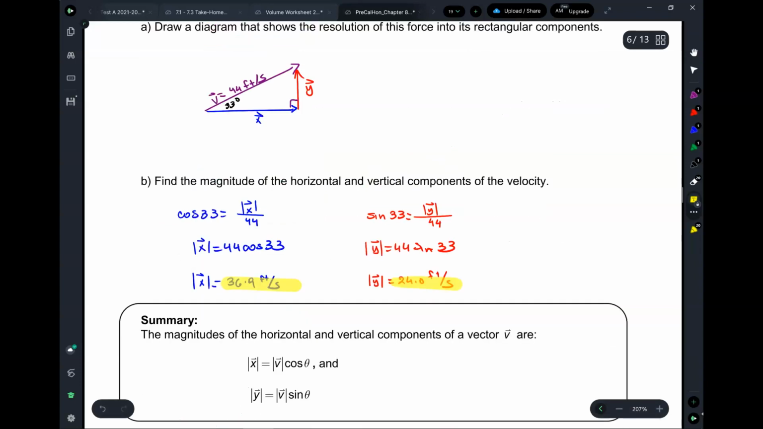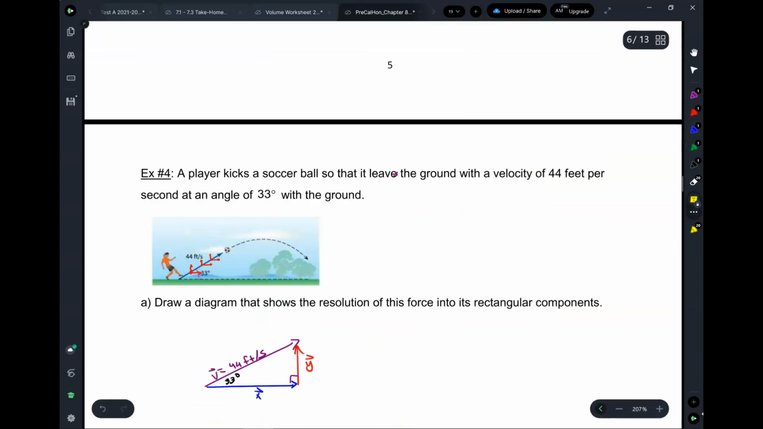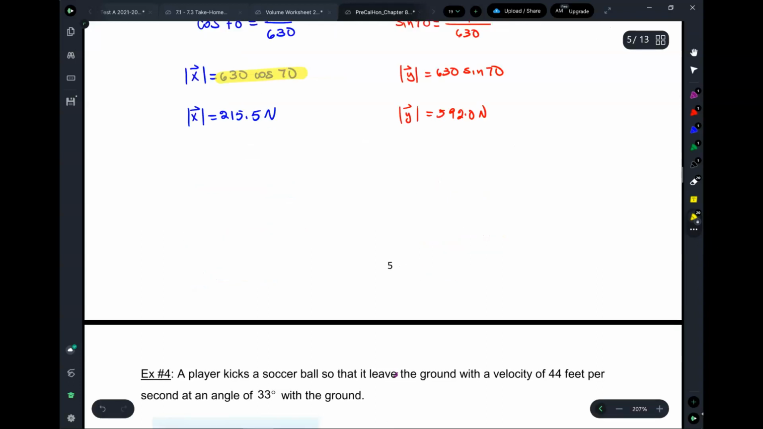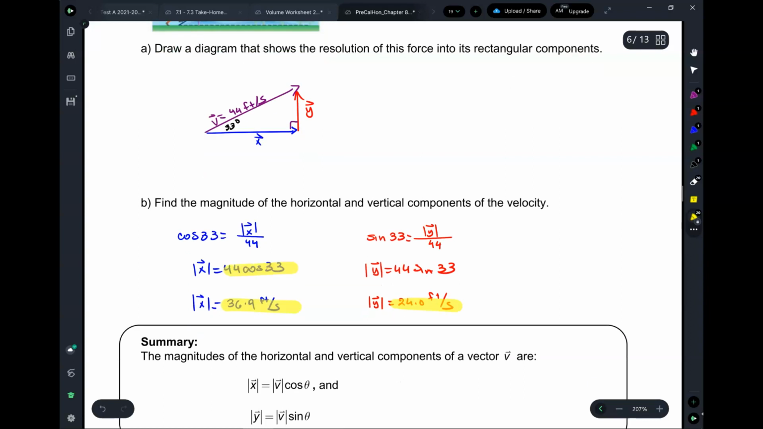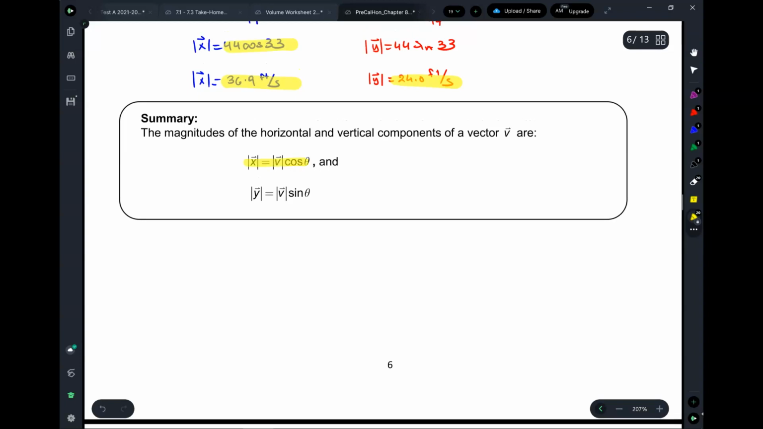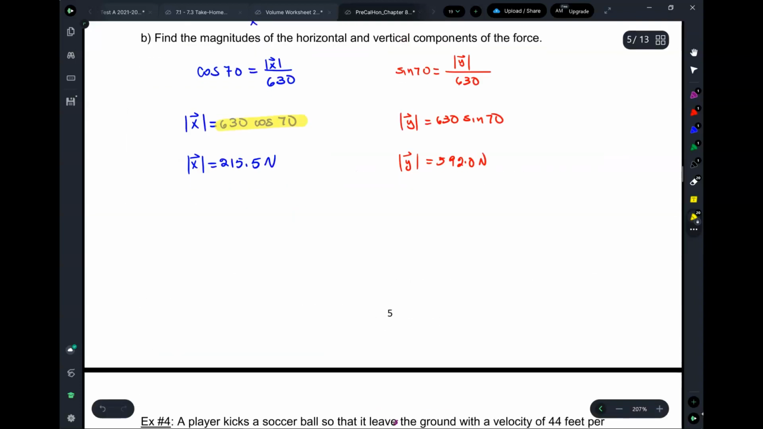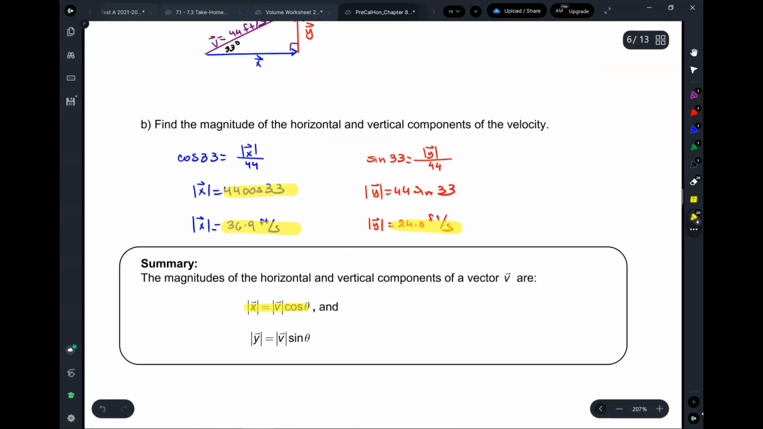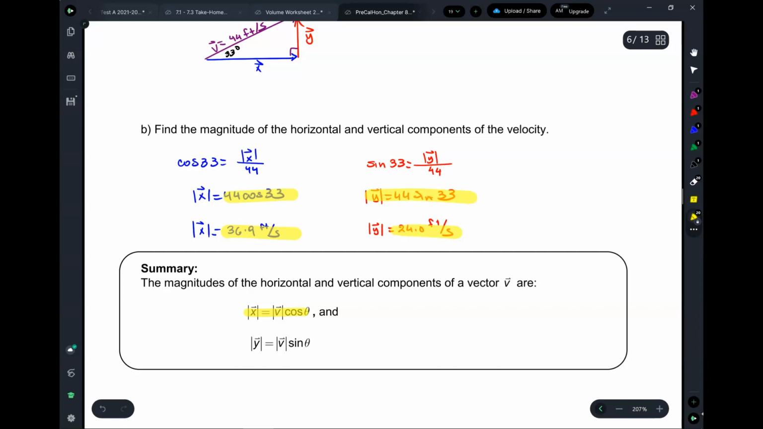All right, so let's recap. Do we see any patterns here? In this case, when we wanted to find the x component, what did we do? The main vector was 630 cosine 70. Here, it's the main vector cosine 33. So that must mean that the x component is always the main vector times cosine of theta. And what about the vertical? It's 630 times the sine of the angle. What about here? It's the magnitude of the vector times the sine of the angle.